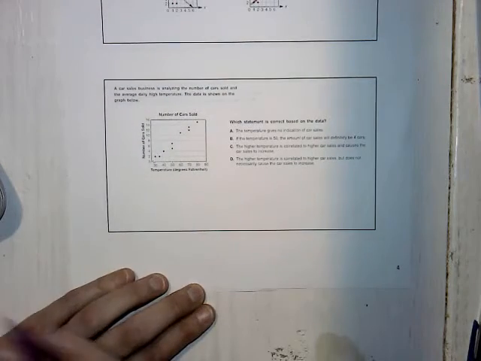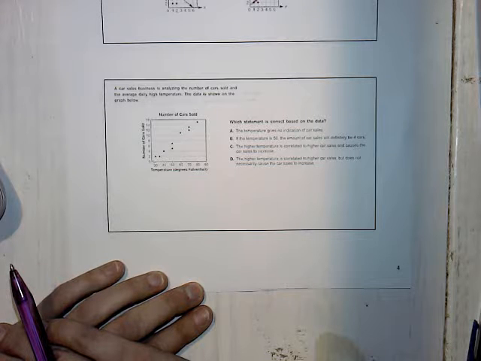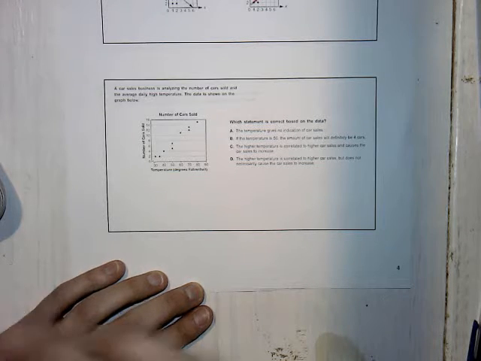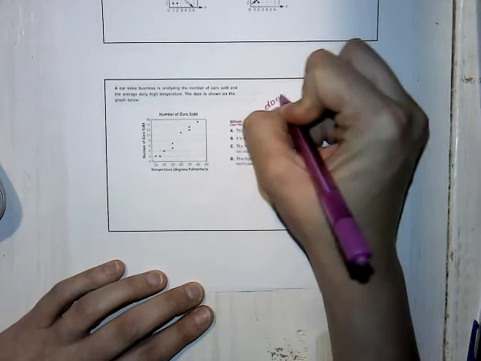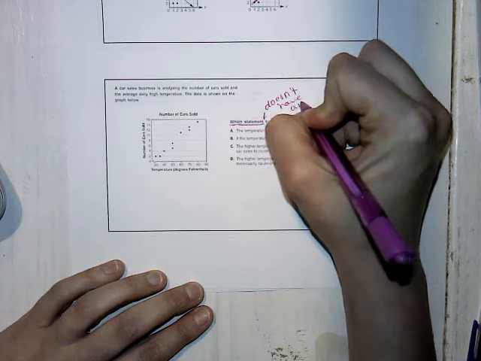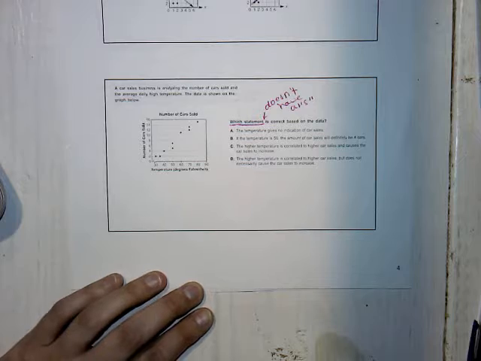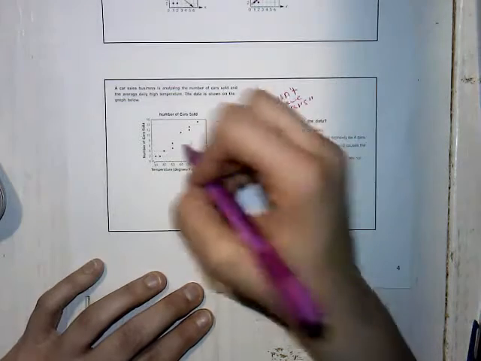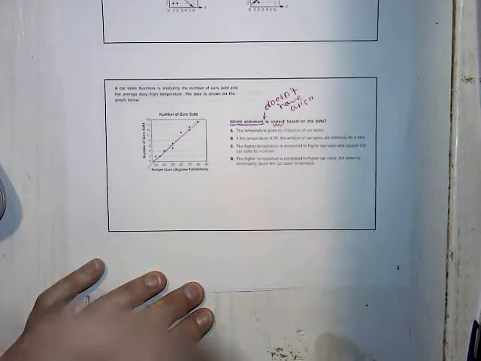All right, a car sales business is analyzing the number of cars sold and the average daily high temperature. The data is shown on the graph below. Which statement is correct based on the data? So this is just saying which statement. It doesn't have an S, so it's not saying it has more than one. So you got to be really careful not to select more than one when you don't have to. And it's saying which statement is correct.